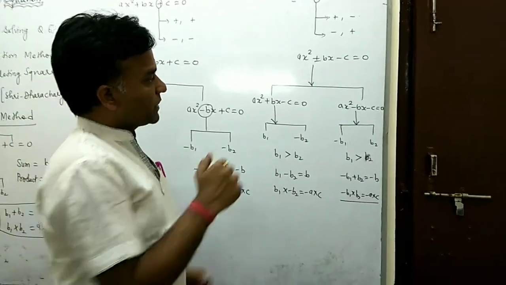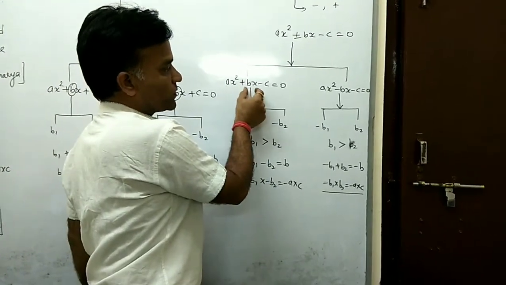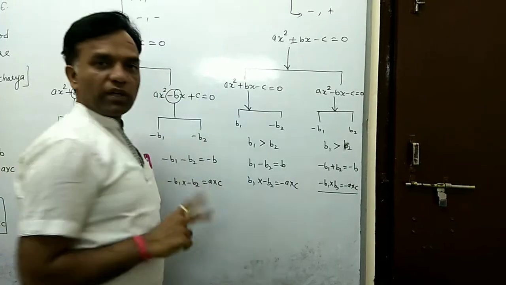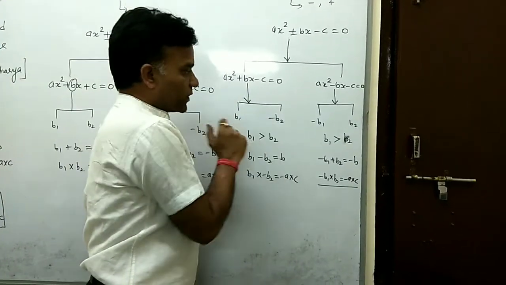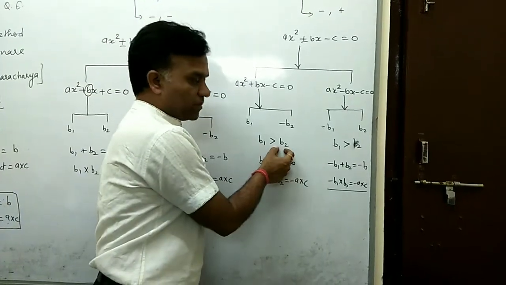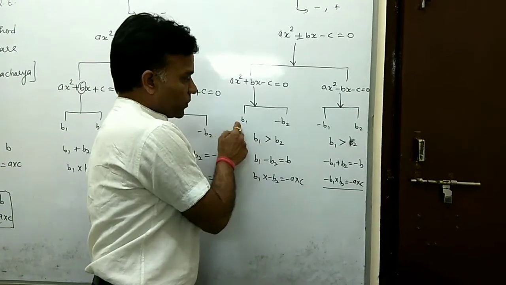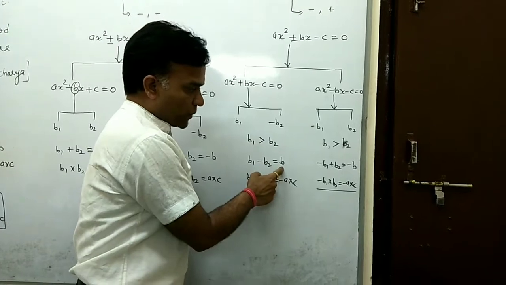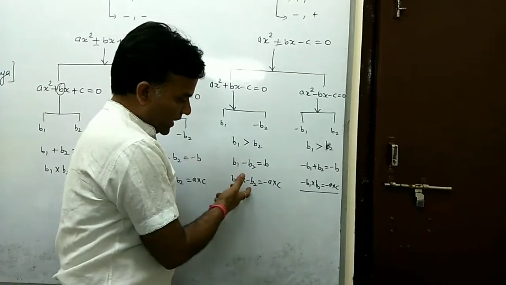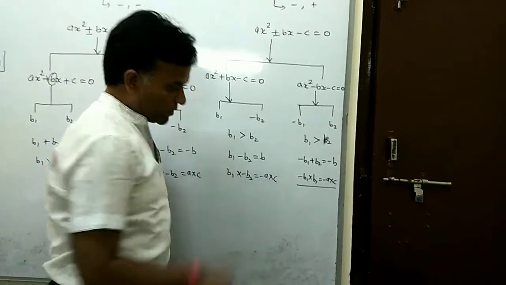So again there are two types of situation here: x square plus bx minus c equal to 0, and x square minus bx minus c equal to 0. So again you think about the two factors, like b1 and b2. According to their numeric value, b1 is greater than b2, and because b1 is positive, your resultant value is positive. And the product is, because plus and minus always gives minus, b1 into minus b2 is always minus a into c.